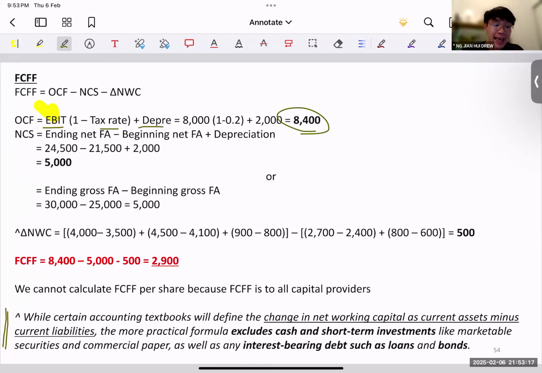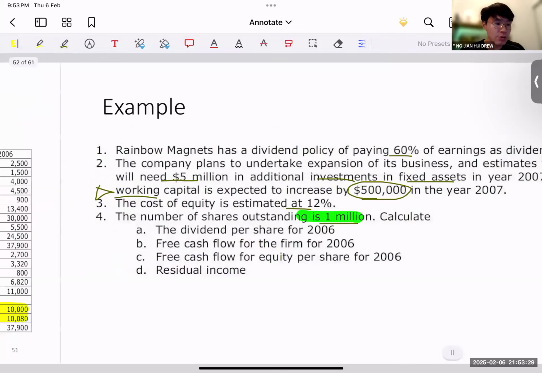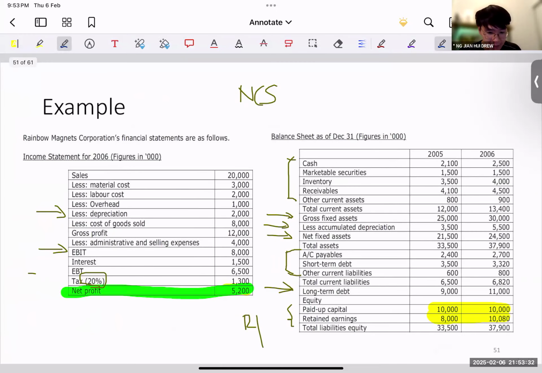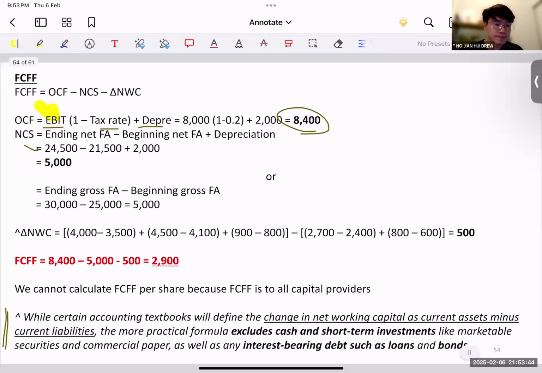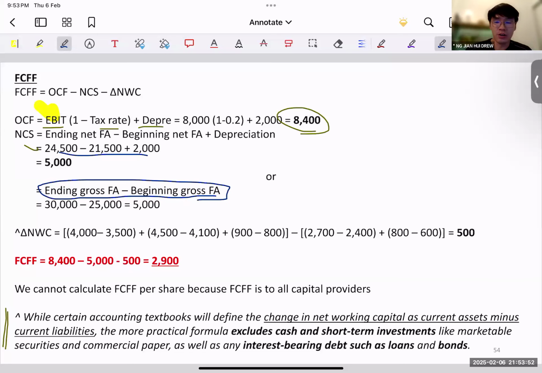Then your NCS. So NCS, I'm going to show you two methods. First is your net FA method. Net FA, so it's given by this, right? I use all your net figures. So I'm just going to flip back to quickly show you where to get the value. So your net FA is here. And then you must add back your depreciation, which is here, right? So it's here. Or you can use your gross FA, so you do not include depreciation at all.